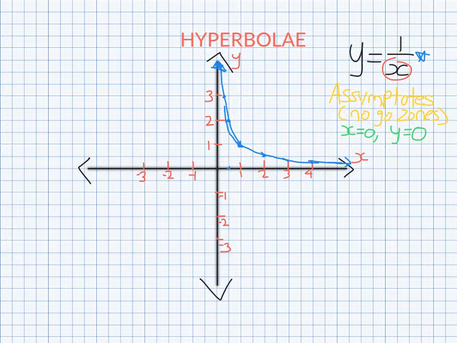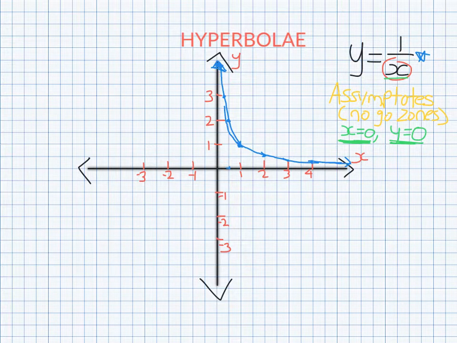The graph can never hit or cross these lines. It can never hit the x or y-axis, so it actually has no intercepts. So we can't have x equals 0, because then we'd have 1 divided by 0. We can't have y equals 0, because you can't divide 1 by any number and get 0. What will happen, however, is that the graph will get closer and closer to x equals 0. Y will get larger and larger. It will go off towards infinity. And as x gets larger and larger, y will get closer and closer to, but never actually hit 0. So they are the two asymptotes.